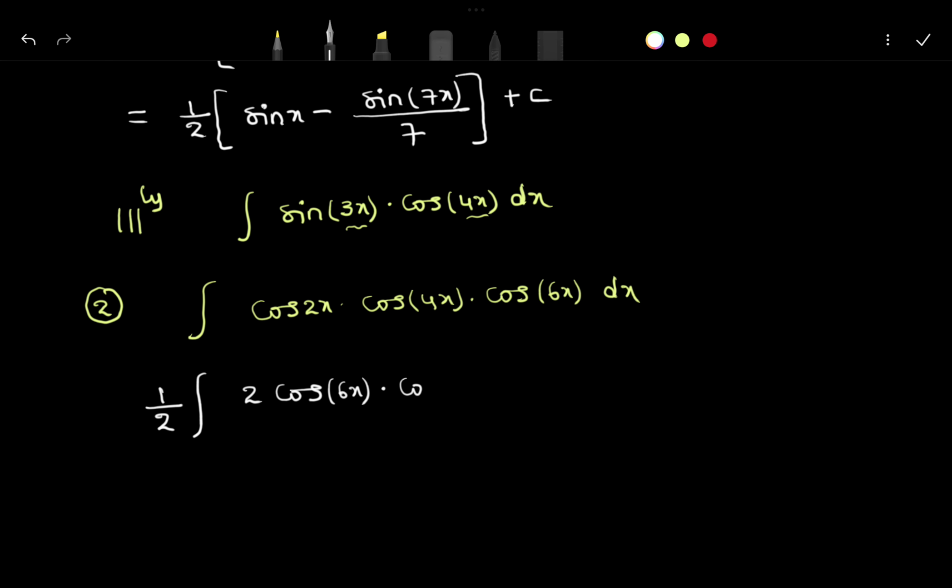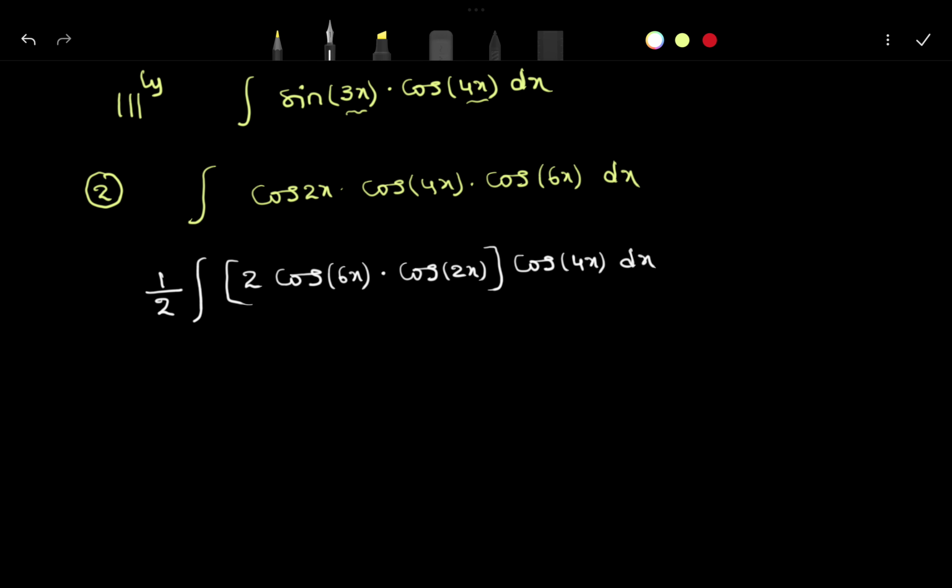into cos 2x. First I will consider this one, and then I will write cos 4x. Whatever two terms you consider first, you have to take as 2 cos a cos b. 2 cos a cos b will be cos of (a plus b) plus cos of (a minus b).